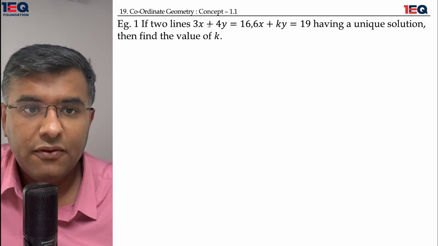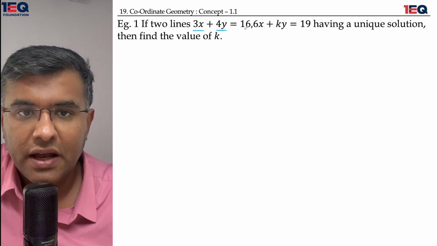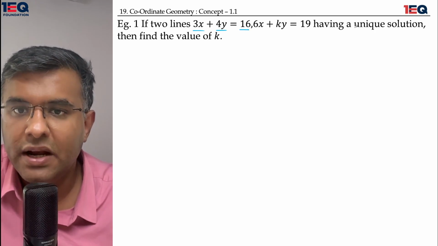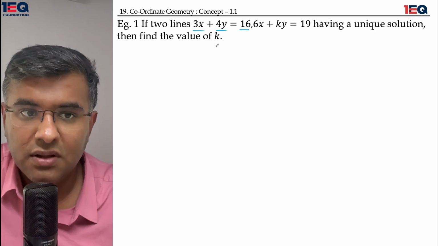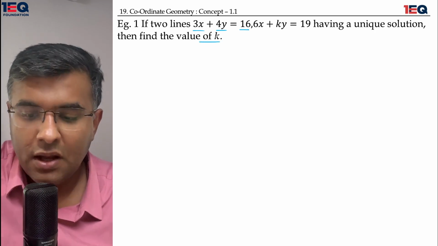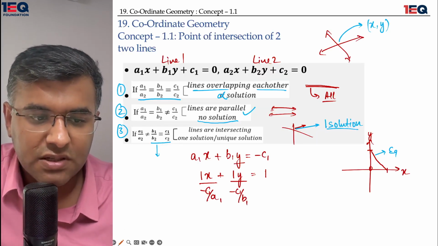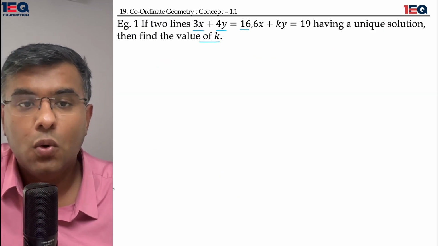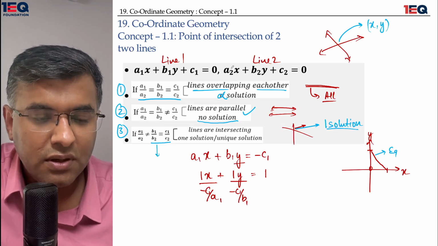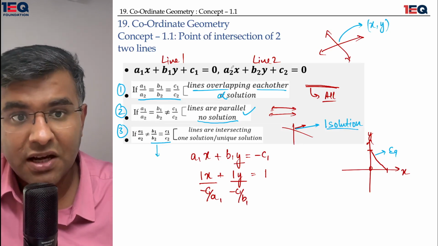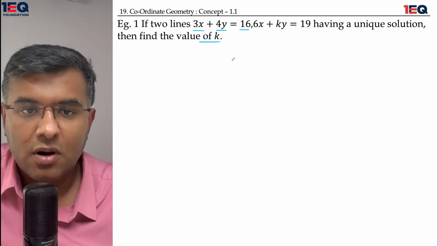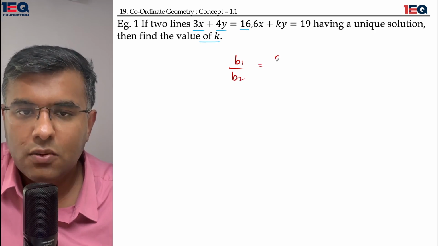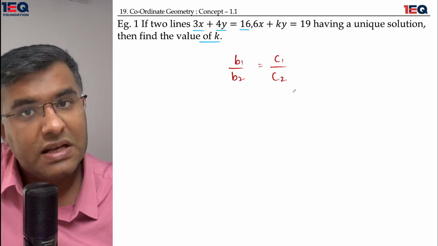So if two lines 3x + 4y = 16 and 6x + ky = 19 have a unique solution, then find the value of k. I would take you back to the previous equation, and we are talking about one solution. In one solution, I can see the third property comes into play. The third property says that b1 upon b2 is equal to c1 upon c2.